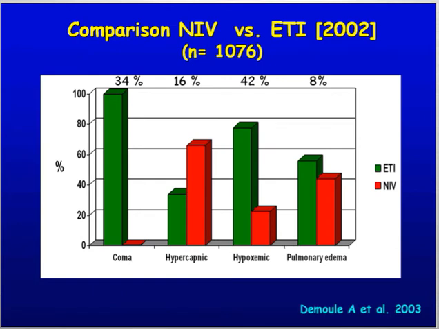And if we look at the different categories of patients, you see that, of course, in green you have patients requiring intubation. In red, patients ventilated with NIV. In the group with coma, no patient was ventilated with NIV, which makes sense because there is no protection of upper airway. It was used in 2/3 of patients with hypercapnic respiratory failure, in more than 25% in hypoxemic respiratory failure, and close to 50% in pulmonary edema.